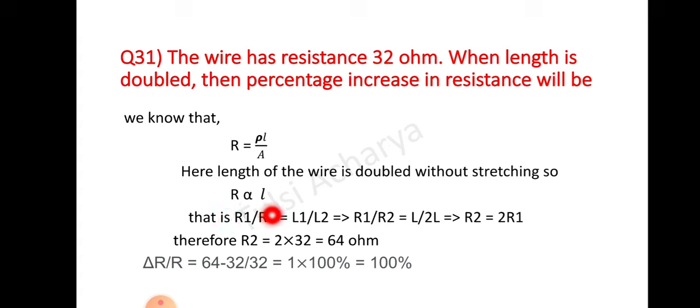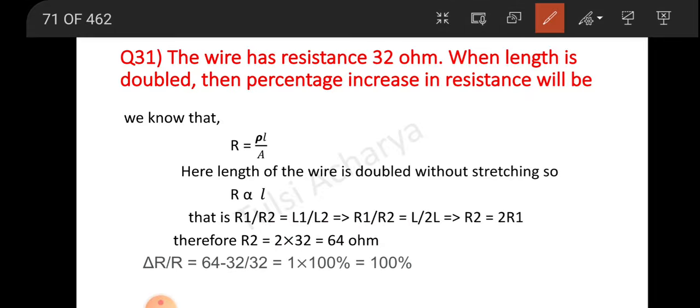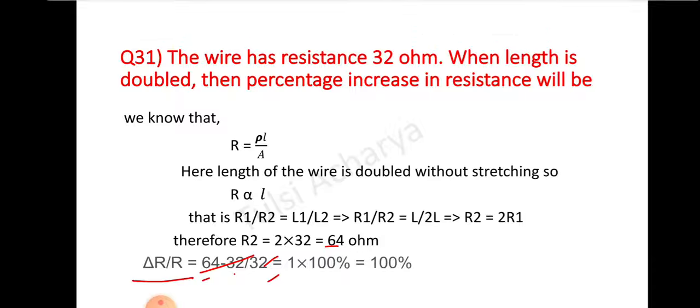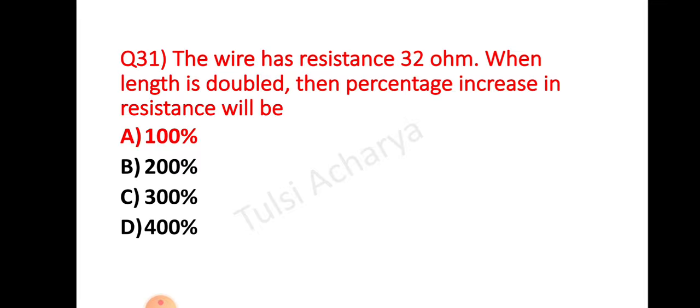So R is directly proportional to L, which means we can write R1 by R2 is equal to L1 by L2. Here length is doubled, so the original length is L and the final length L2 will be twice L. So L and L will cancel here. R2 will be 2 times R1, and R1 is 32 ohm, so R2 will be 64 ohm. For percentage increase, we need to find delta R by R into 100%. Final R is 64, initial R is 32, divided by initial R, that gives us 32 by 32, and they cancel each other. So 100% is the correct answer for question number 31.